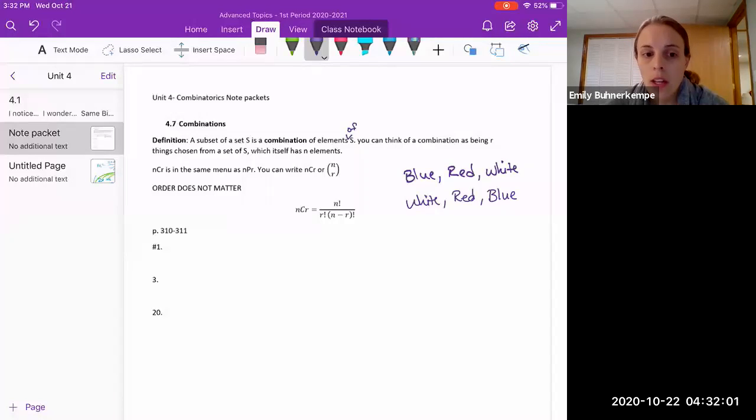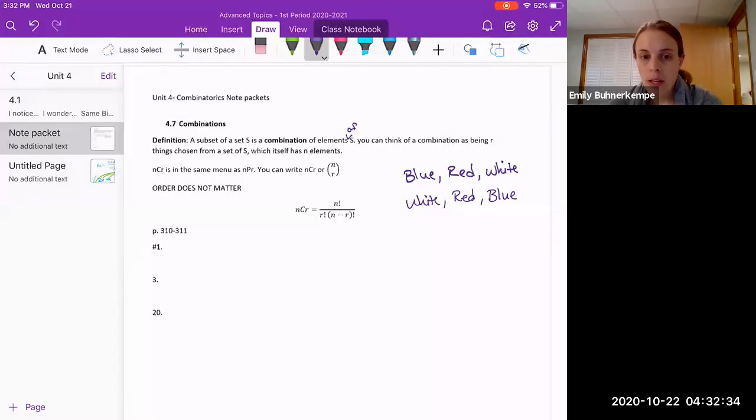We are going to take a look at a few problems from your textbook. So if you do not have your textbook, I would encourage you to pause the video, pull out your textbook, and turn to page 310. We're going to start with number 1. Question number 1 on page 310 says, how many different committees of 4 people are possible in a class of 200 students? So in this situation, if you're selecting a committee, there's no hierarchy within that committee.